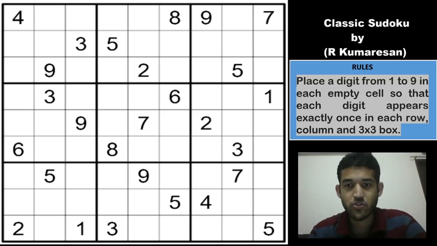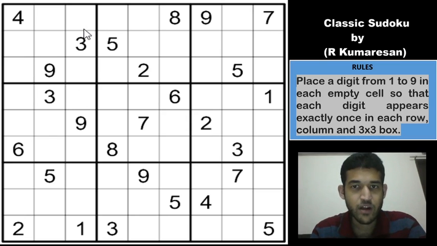The rules of the Sudoku are: each row, each column and each 3x3 grid of the 9x9 grid will contain the digits from 1 to 9 without any repetition. So with that we'll start solving this Sudoku.